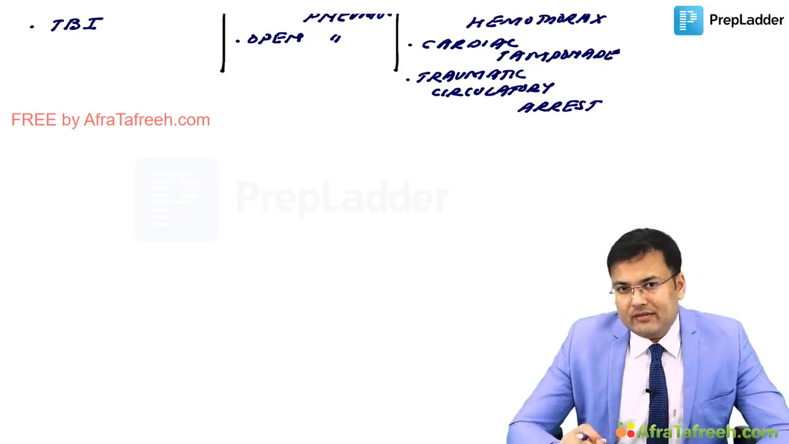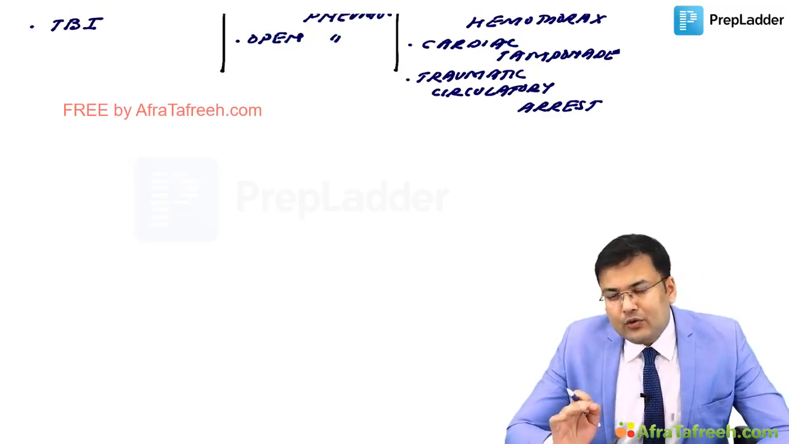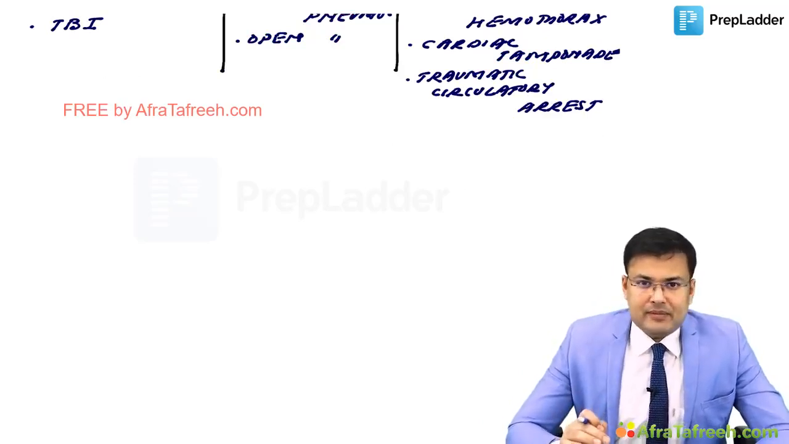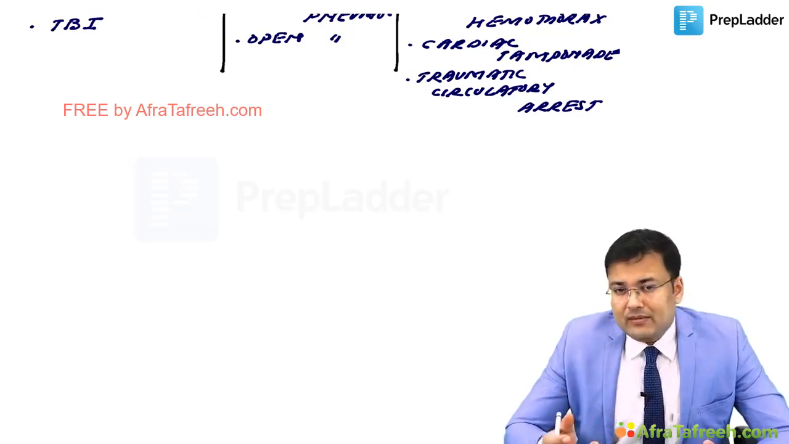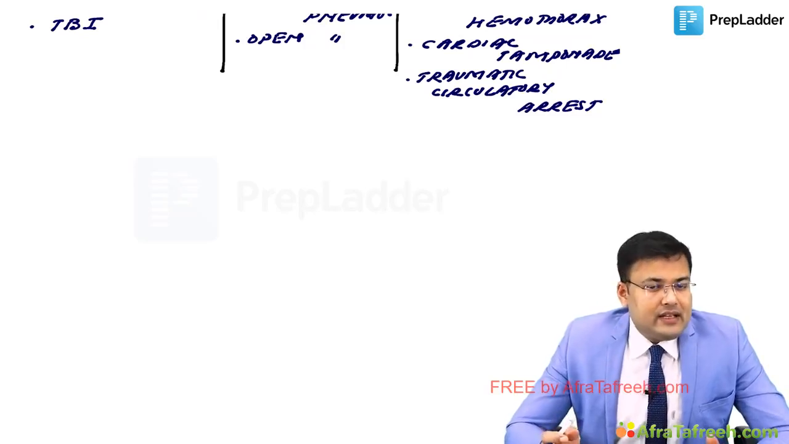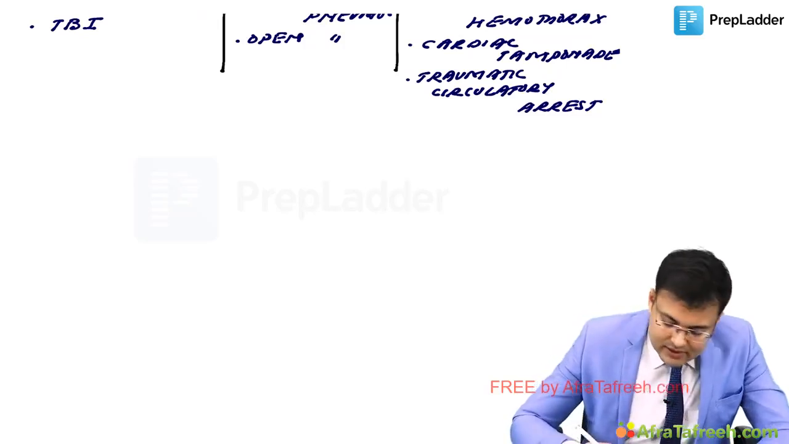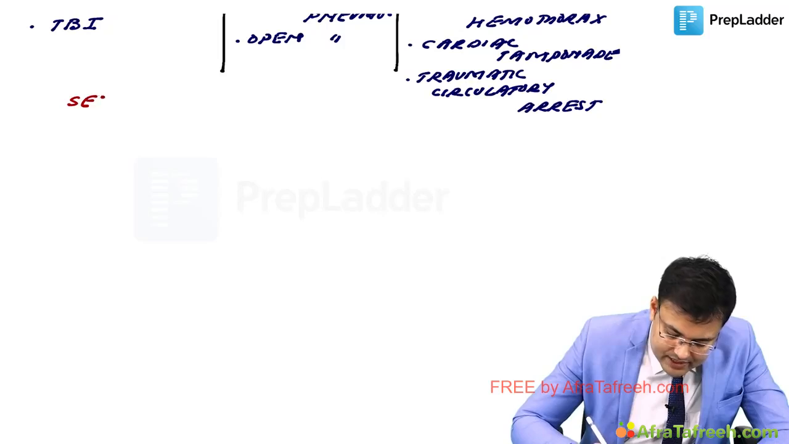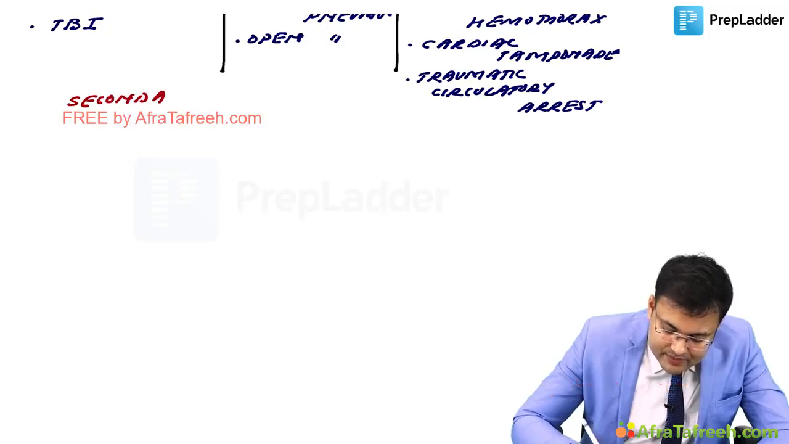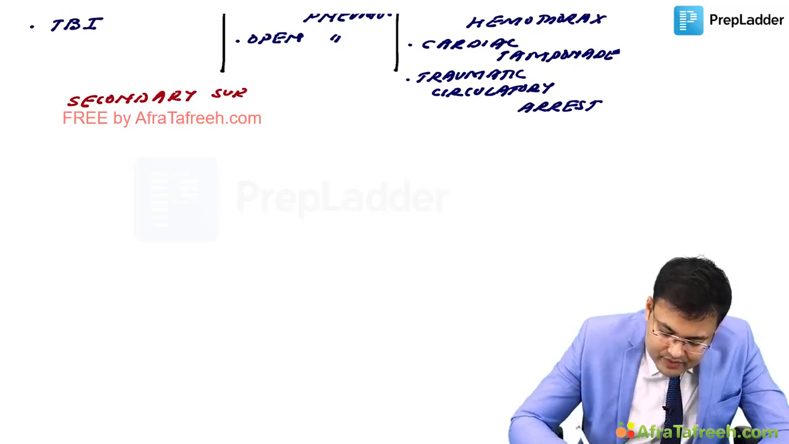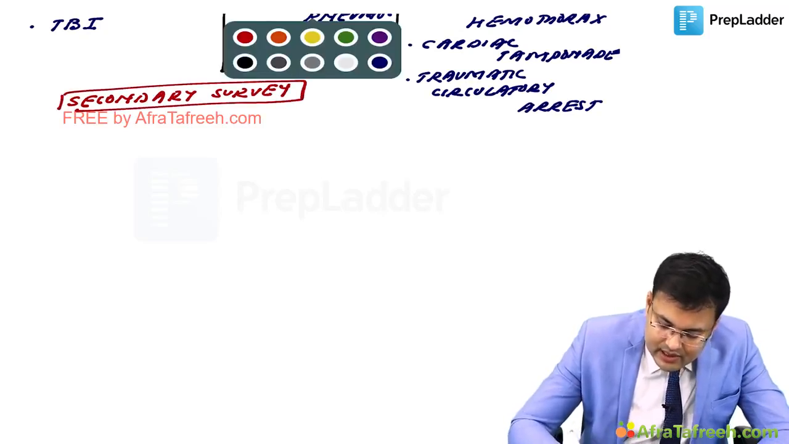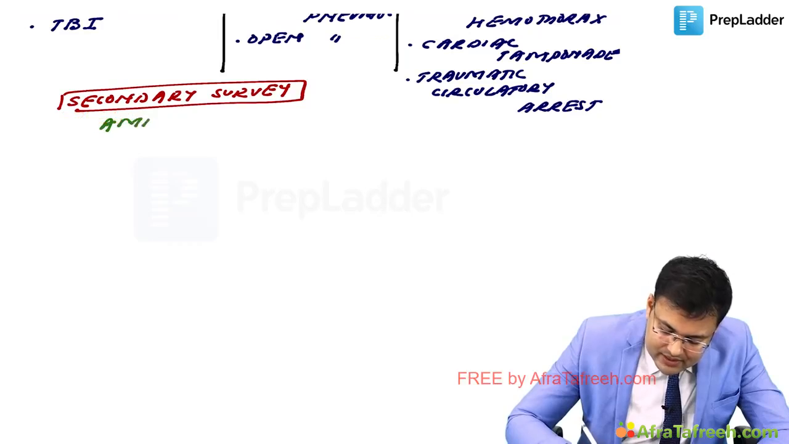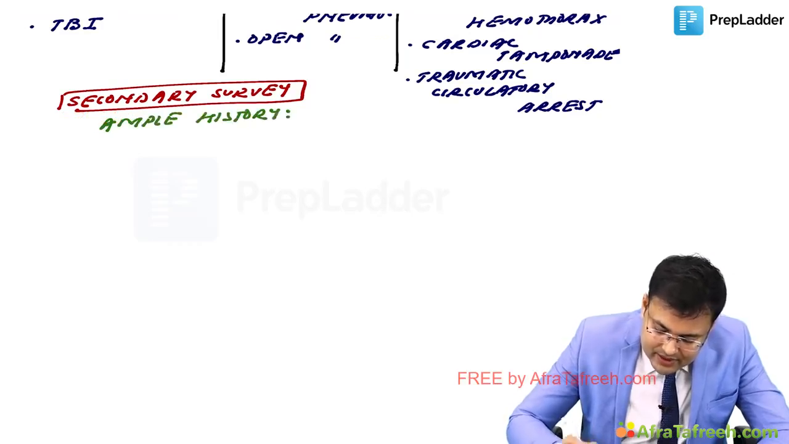Now see the secondary survey. In secondary survey, we are going to obtain AMPLE history from the patient, if the patient is able to give the history. If the patient is not able to give the history, then we take this history from relatives. So first we try to get this AMPLE history. Now see what's the full form of this AMPLE history.